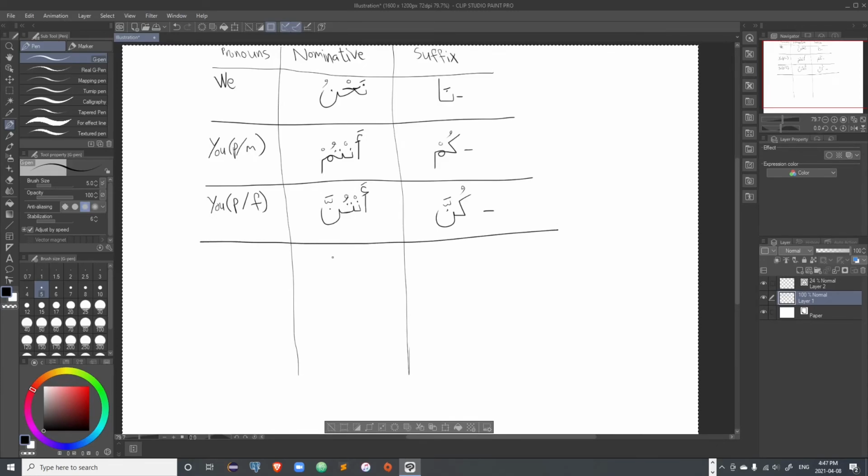Then we move on to the third person. So they, plural, masculine. That is hum. Similar to the situation with the second person and the third person, it is the ha, the meem, but without the alif that indicates duality. Hum. Hum. And the suffix is easy to remember because it is exactly the same as the nominative form, hum.